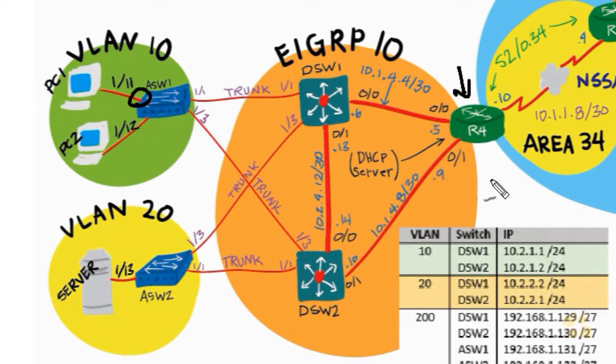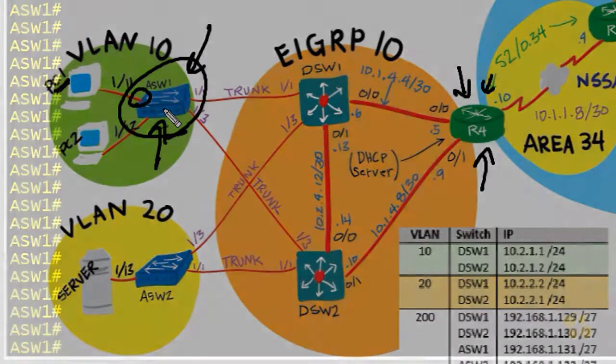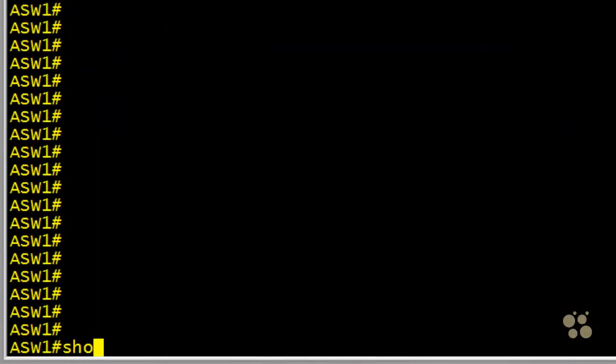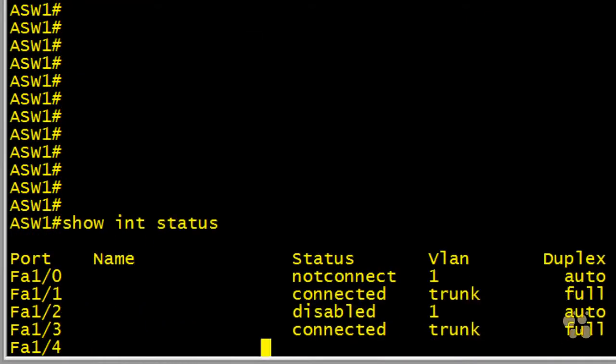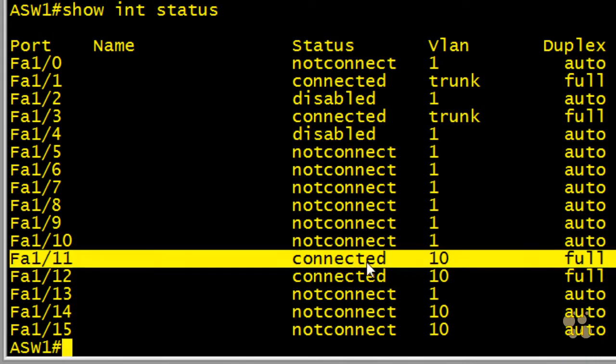Or over here on R4, maybe the DHCP pool isn't configured, or is having some other type of problem. So we have a whole boatload of little issues that could be causing this PC not to get an IP address from its DHCP server. So let's go to ASW1 and take a look at the details on the access layer switch to make sure that those details on ASW1 are in order. So here on ASW1, let's do a show interface status, and that reveals that FA1/11 is connected. It's assigned to VLAN 10, and that looks okay.